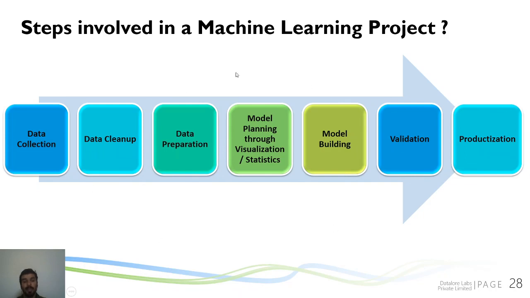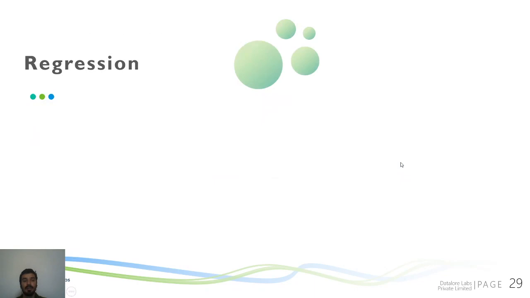And you keep doing that in multiple iterations until you get a satisfactory model. Okay, so that is how a machine learning project works. And, just to give some more examples of these algorithms, the three broad categories of algorithms.